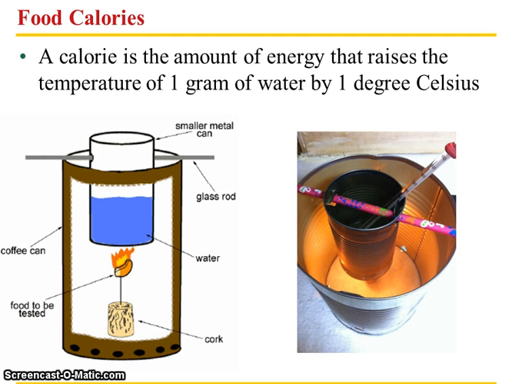Let's discuss food calories. What does a calorie mean? A calorie is the amount of energy that takes 1 gram of water and increases its temperature by 1 degree Celsius. What we have in these pictures are simple bomb calorimeters. They measure calories. What you do is burn the food, and then you see how much heat is produced, how much the water changes temperature.